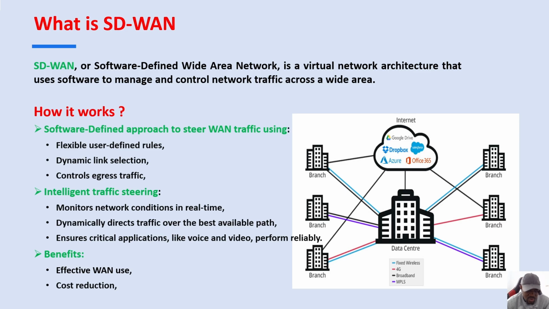So how does it work? On this image, you can see that you have one data center and many branch offices. From this data center, we have multiple links: fiber link, 4G link, broadband, and MPLS. The purpose of SD-WAN is to control the egress traffic that goes from this data center to each branch office, intelligently using one of the links that are connected on the data center.